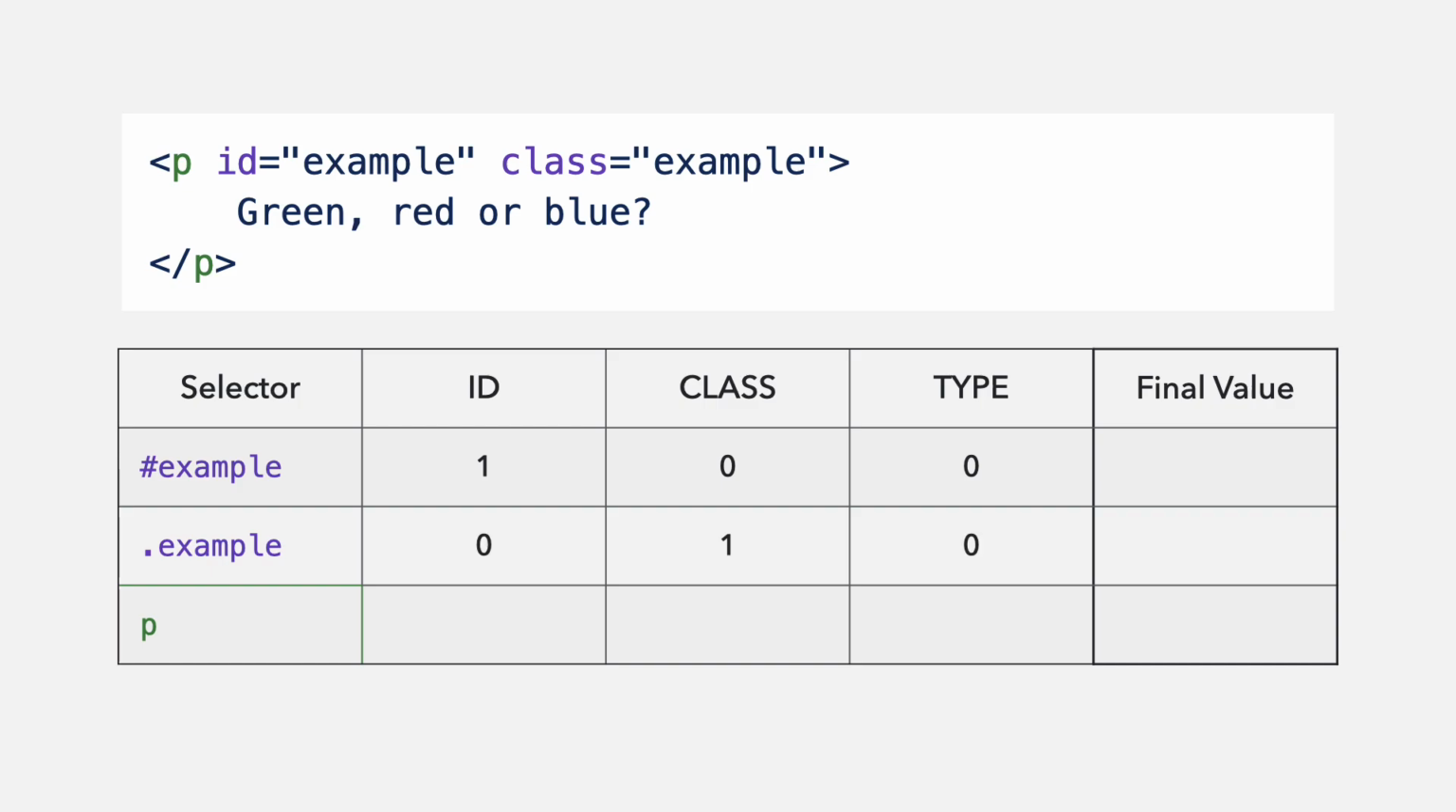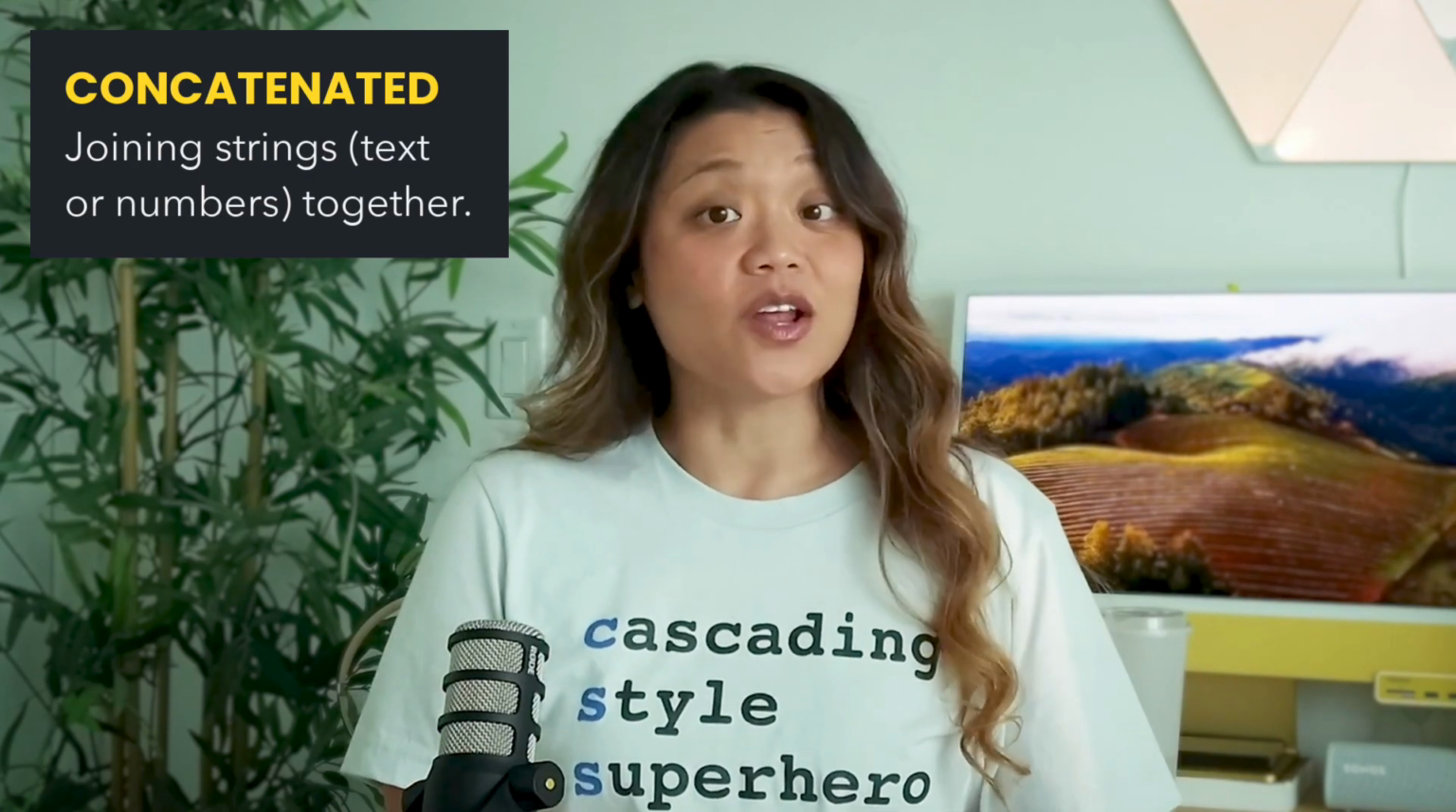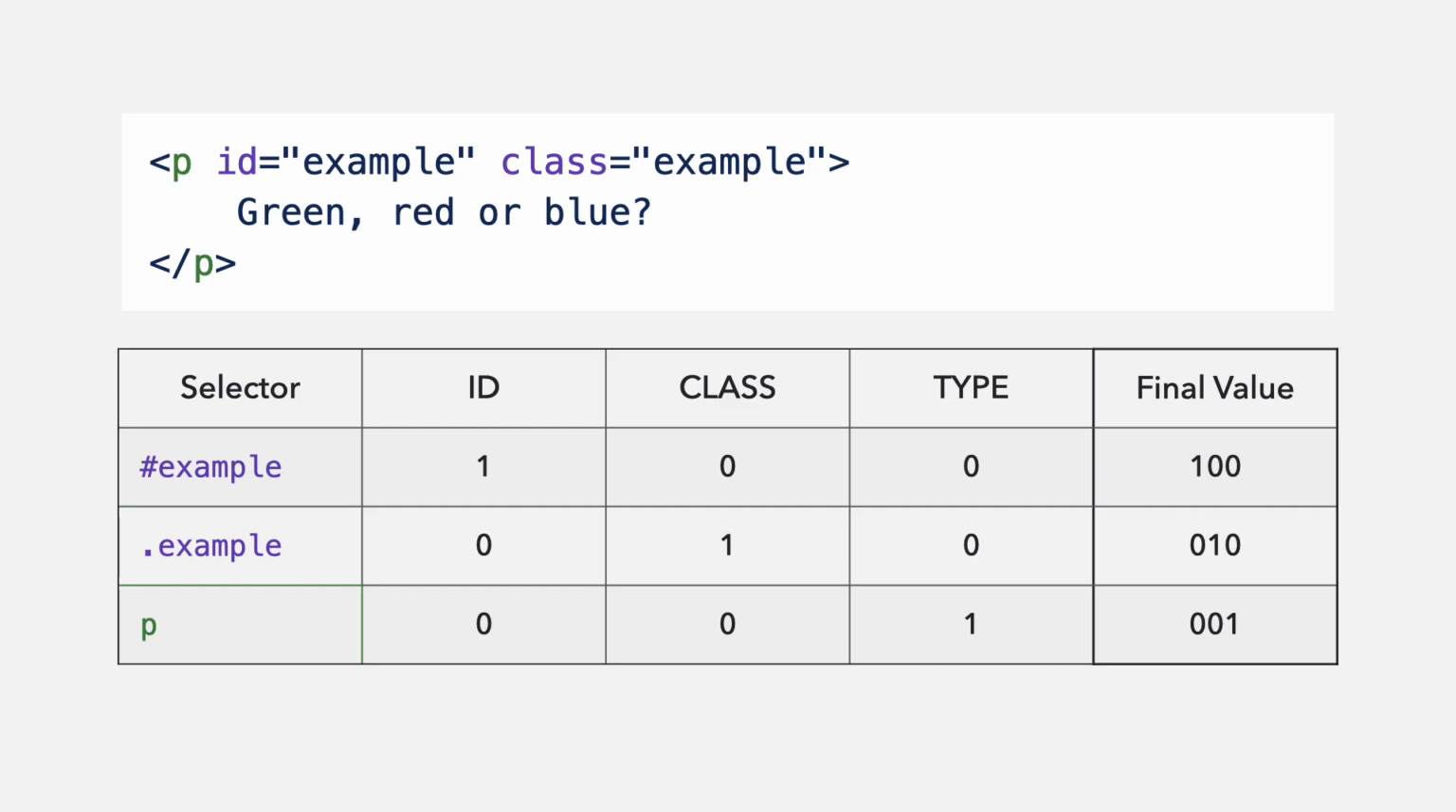For the example class selector, there are 0 IDs, 1 class, and 0 type selectors. And for the p-type selector, the value is 0, 0, 1. The numbers for each count are then concatenated, which means they're joined together, not added. This gives us the final specificity value: 100 for the ID selector, 10 for the class selector, and 1 for the type selector. As a result, the ID selector has the highest specificity value at 100.